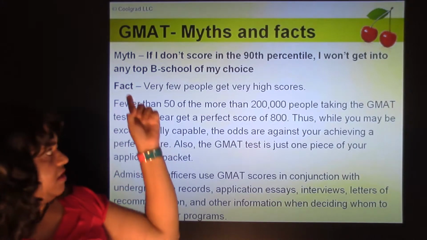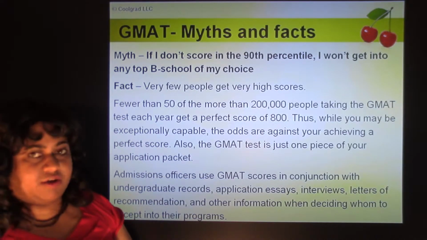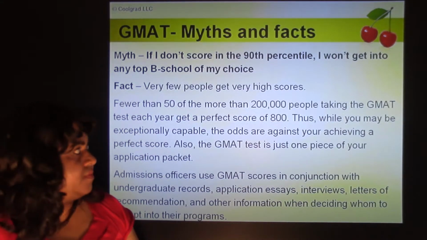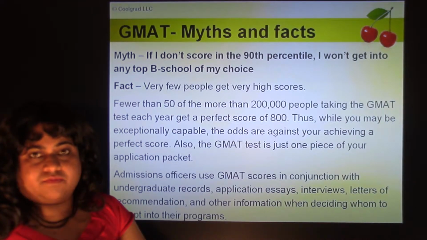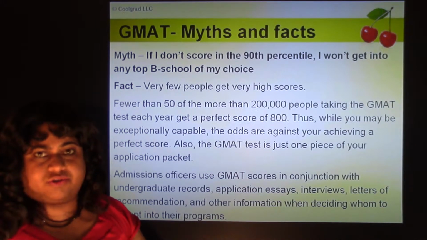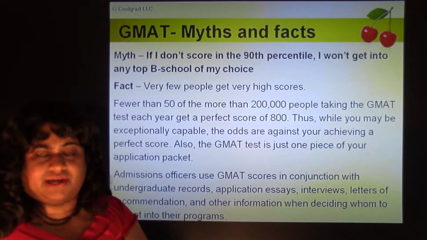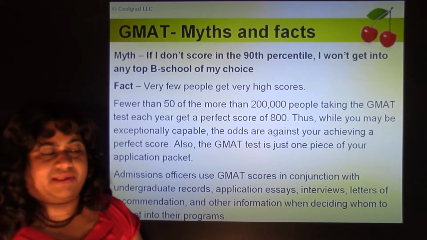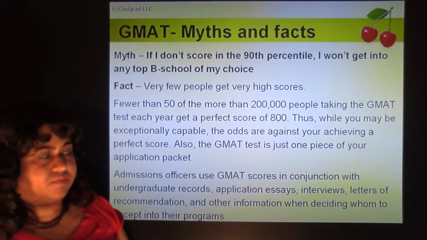The second myth: if I don't score in the 90th percentile, I won't get into any top B school of my choice. For those of you who don't know what percentile means, if you get the 99.99th percentile, it means that 99.99% of the test takers had a lower score than yours. If you score in the 90th percentile, it means you did better than 90% of the test takers. That's what it means.